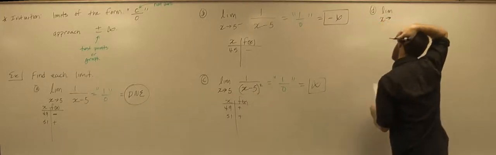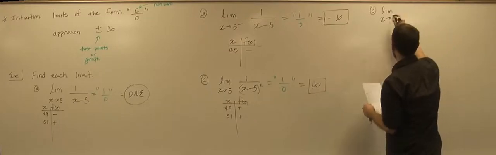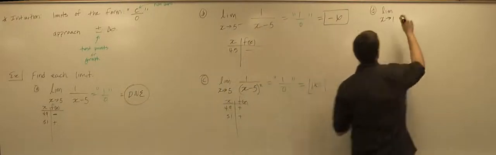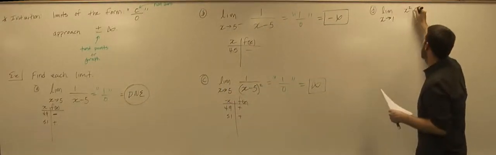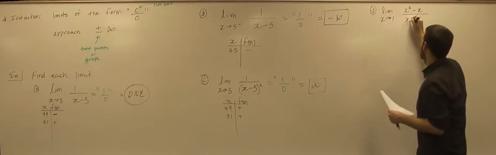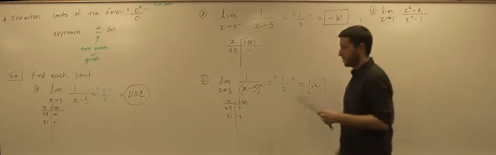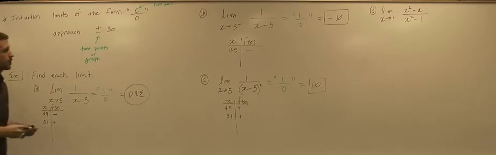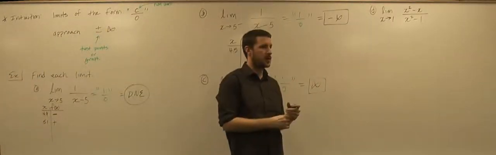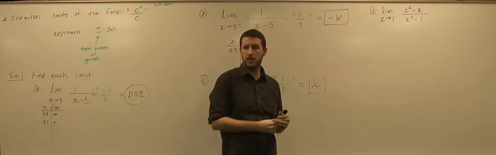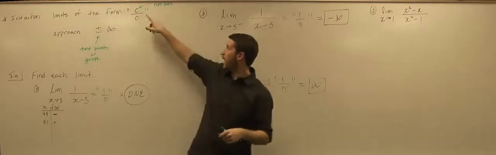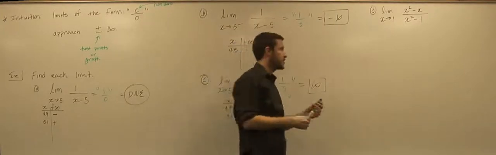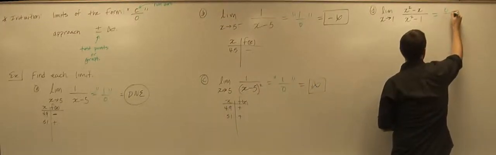What about the limit as x goes to 1 of x squared minus x over x squared minus 1? What do you get when you plug 1 in here? 0 over 0, not c over 0, not a non-zero constant over 0. 0 over 0 is indeterminate. This may or may not be infinity, I have no idea yet.